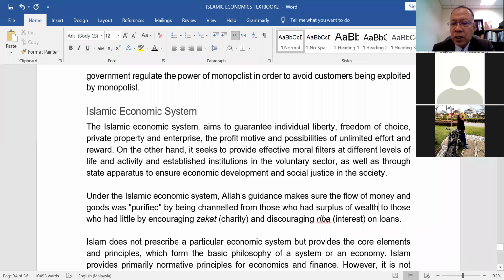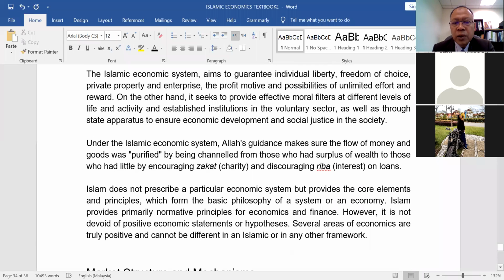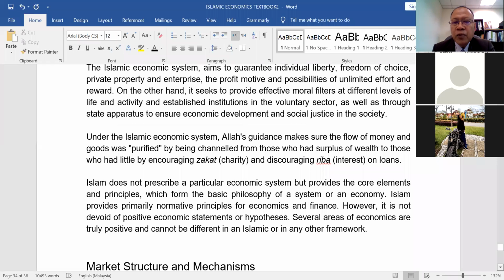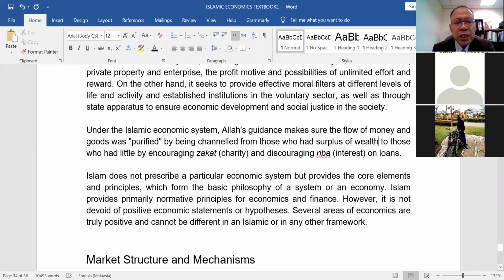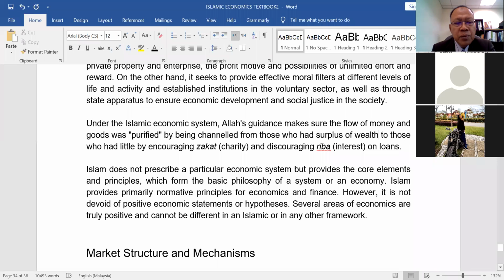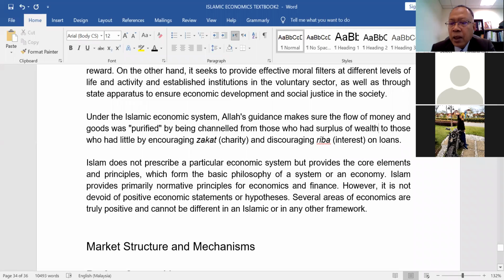Islam actually does not prescribe any particular economic system, but provides the core elements and principles which form the basic philosophy of a system or an economy. Islam provides primarily normative principles for economics and finance. Islam tells the economic agents what to do and what not to do. However, it is not devoid of positive economic statements or hypotheses.